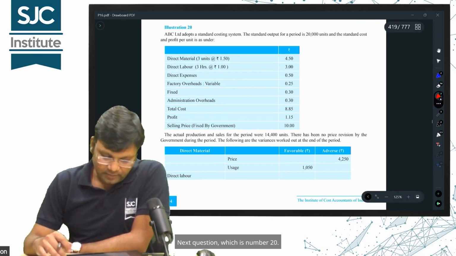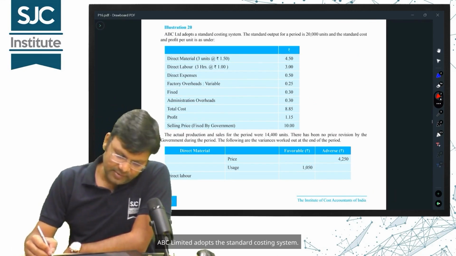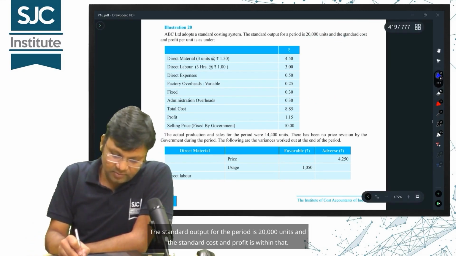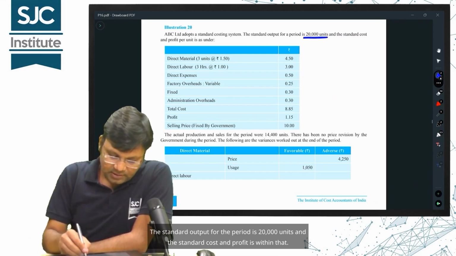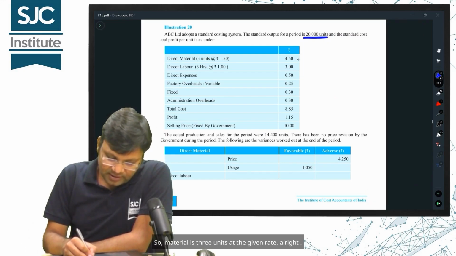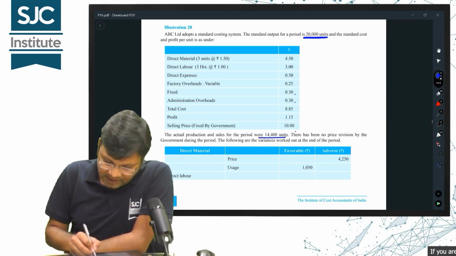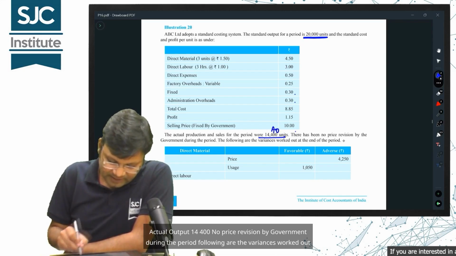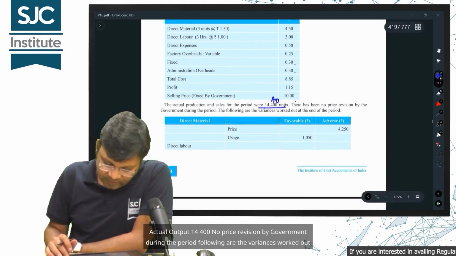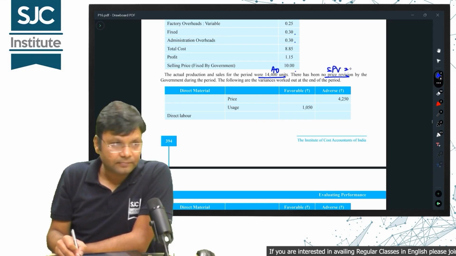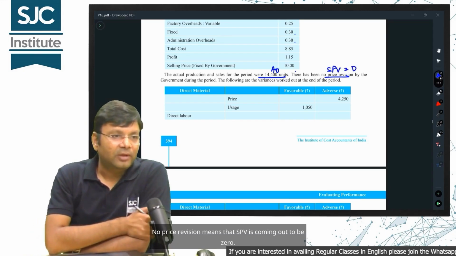Next question, which is number 20. ABC Limited adopts the standard costing system. The standard output for the period is 20,000 units and the standard cost and profit is within that. So, material is 3 units at the given rate. Labor, direct expense, variable factory overhead, fixed admin overhead, total cost, profit, selling price, actual production and sales are being given. Actual output is 14,400. No price revision by government during the period. Following are the variances worked out at the end of the period. No price revision means SPV is coming out to be 0.